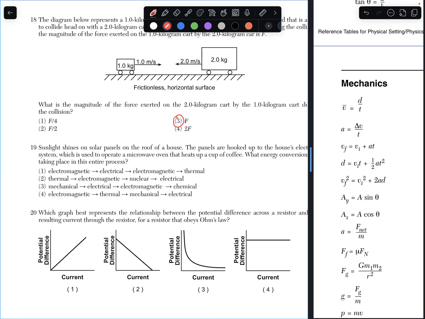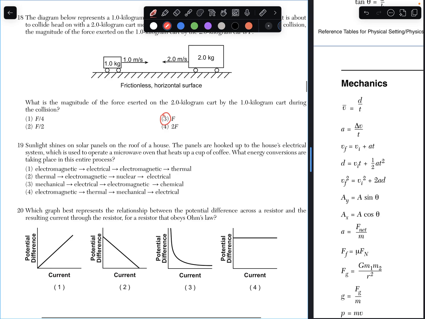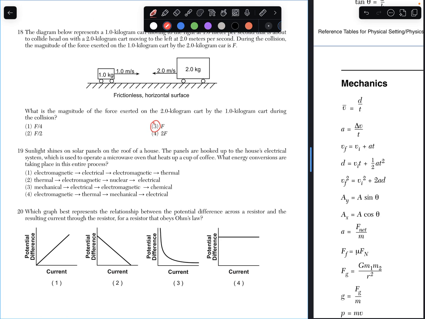Sunlight shines on solar panels on the roof of a house. The panels are hooked up to the house's electrical system, which is used to operate a microwave oven that heats up a cup of coffee. What energy conversions are taking place in this process?